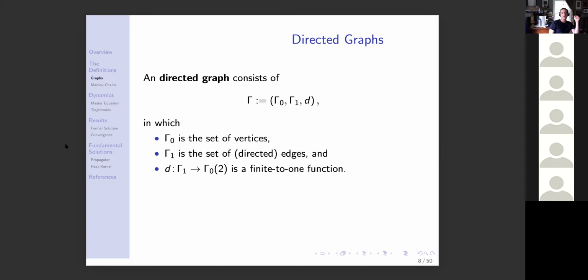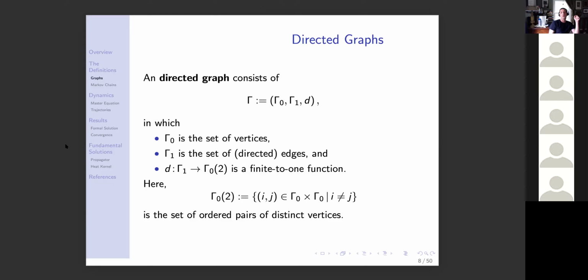You have a finite-to-one function. What does finite-to-oneness mean? It means that the number of edges that connect a pair of vertices is finite at most, right? So you can't have infinitely many edges connecting a pair of vertices together. So anyway, what is this gamma naught of 2?